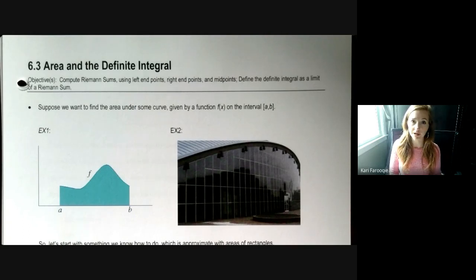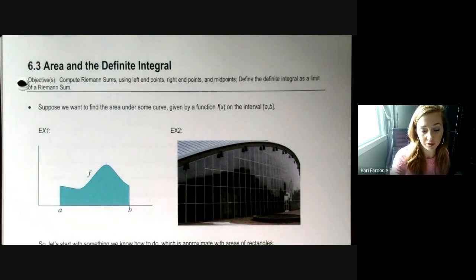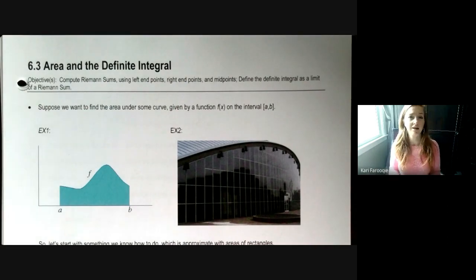done in 6.3, and it's not that it's not important, but you certainly don't need to be able to compute these sums by hand in order to evaluate definite integrals. But I do want you to see where definite integrals come from, and I want to talk about the Riemann sums briefly. So we're going to go through a little bit of the 6.3 notes and then move on to 6.4, and they all tie together. So I'm just going to do this all at once, and we'll see how it goes.